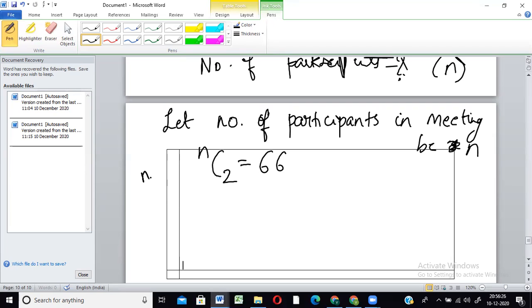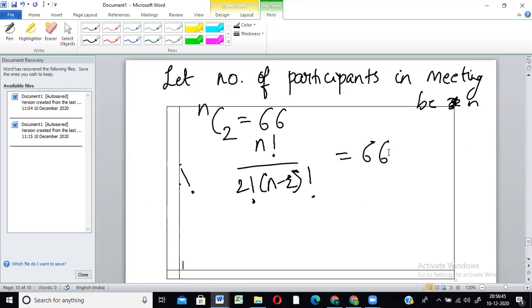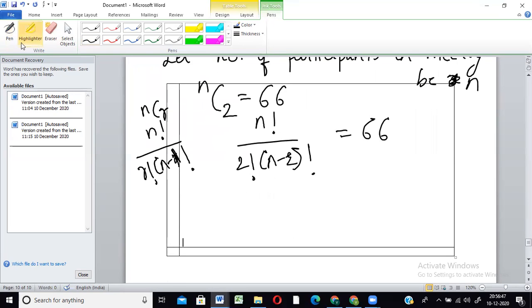Now we are going to use the formula for NCR. NCR is nothing but n factorial upon r factorial into n minus r factorial, right? But here we have r as 2. So we will have n factorial upon 2 factorial into n minus 2 factorial, that is equal to 66. Here we will just solve. This is nothing but n into n minus 1 into n minus 2 factorial.